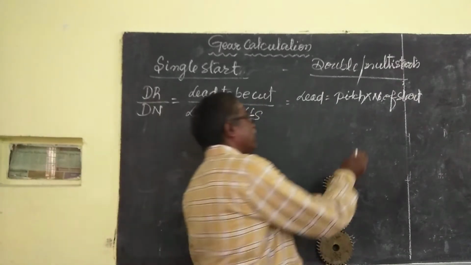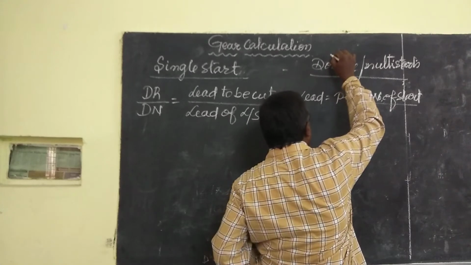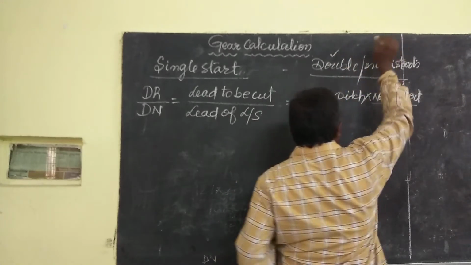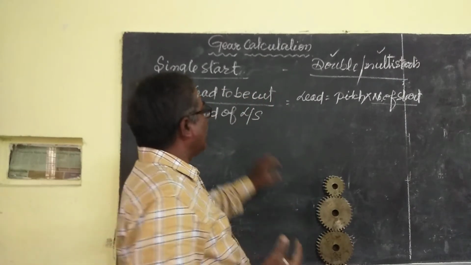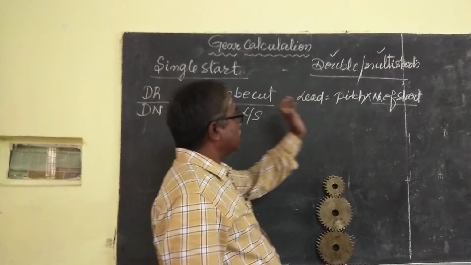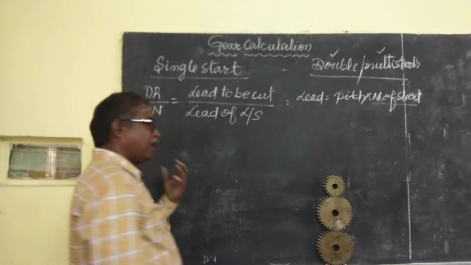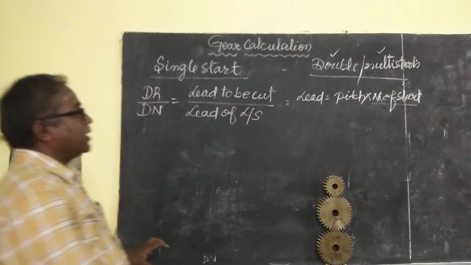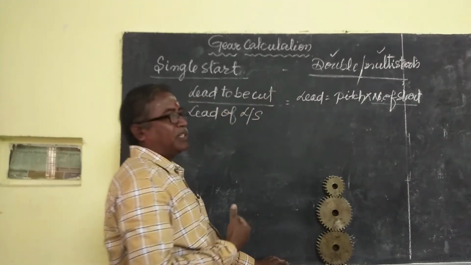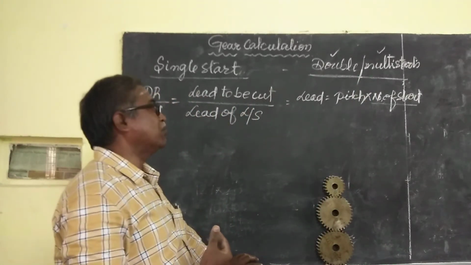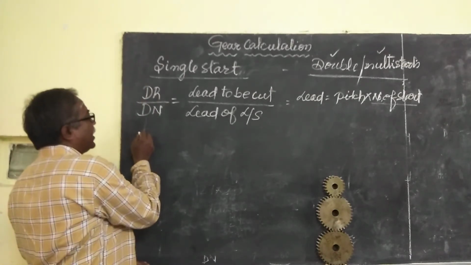So why is the number of starts given? Because it may be double start or multi start. The thread will sometimes have a single start, sometimes double start, sometimes triple start, maybe 4 starts also. Why is double start given? To get faster movement of the nut over a bolt.